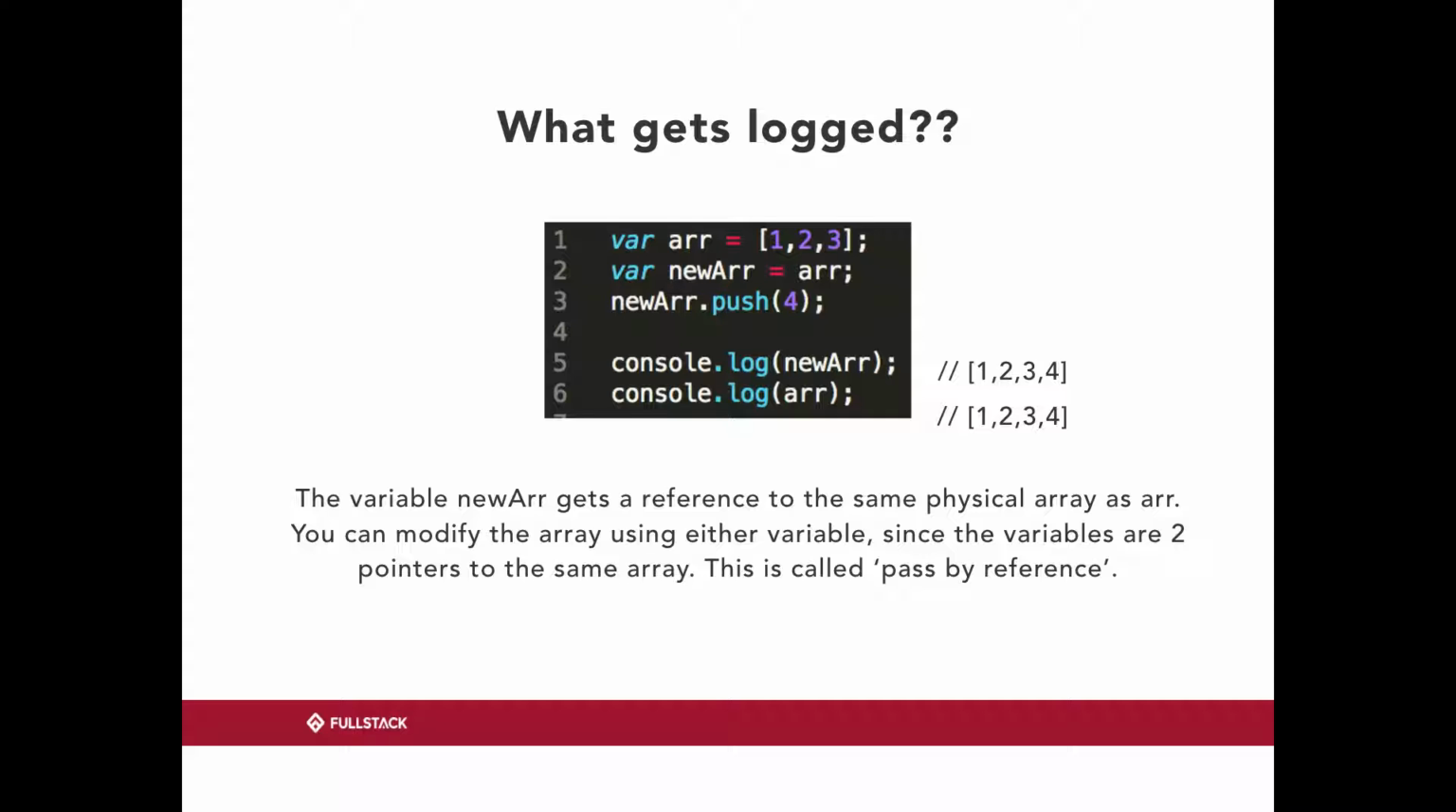So I have an array with three numbers, 1, 2, 3. I call it ARR. I create another variable called new ARR, and I set it equal to ARR. We do this all the time: we create one variable, then we create a reference to it in another variable. Then in new ARR, we push, basically adding a number to the end of this array. When we console log it, new ARR is equal to 1, 2, 3, 4, and ARR is equal to 1, 2, 3, 4.